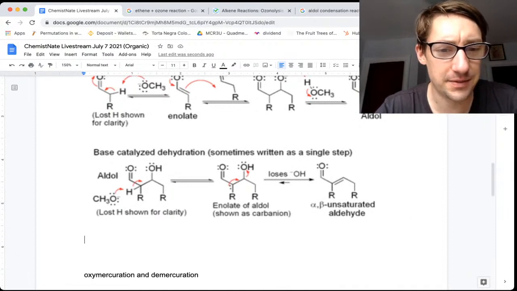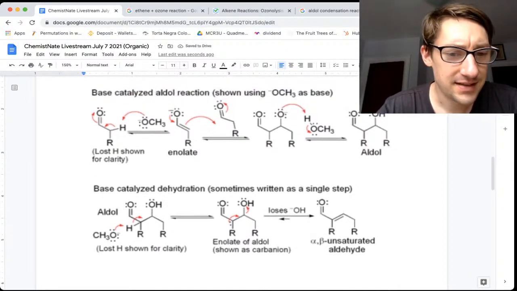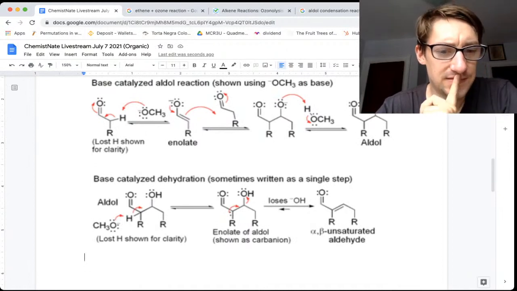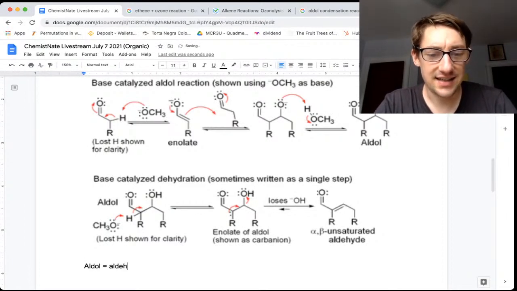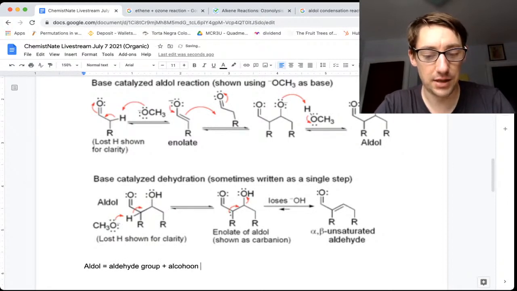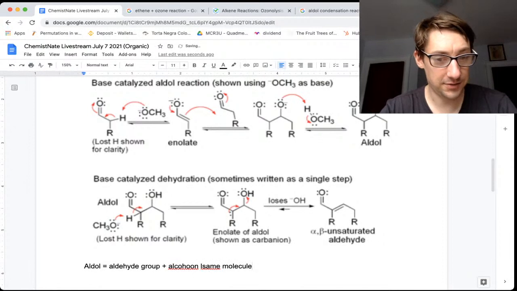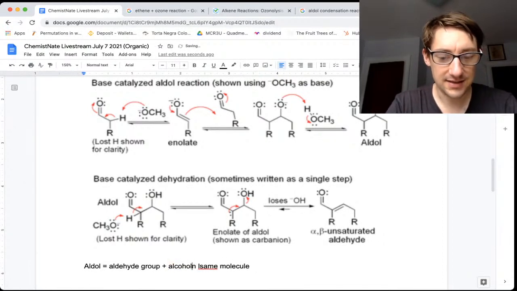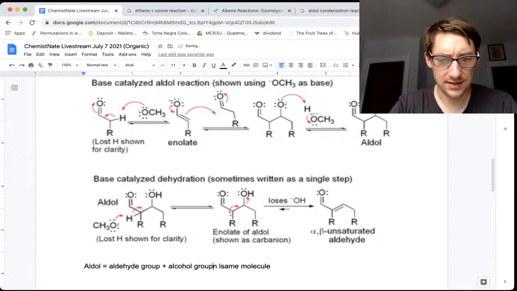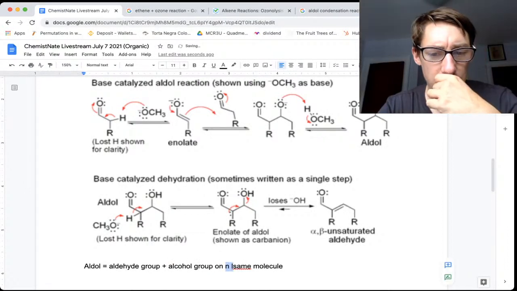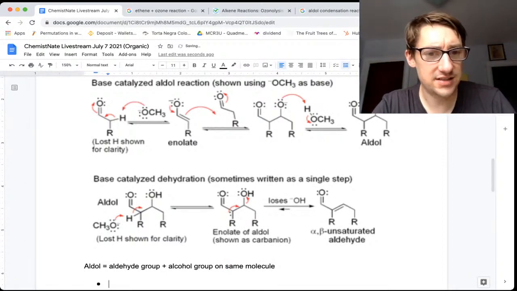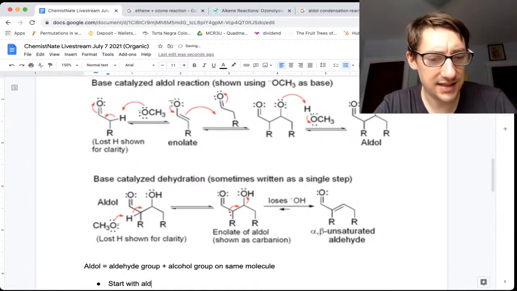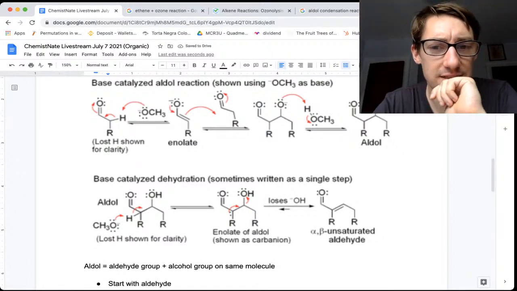Okay, so here's what I'm learning from this. Oh, there's 2 different things here. So, the aldol seems very clear to me that that's an aldehyde group plus an alcohol group on the same molecule. Wow, it's going to do that to me again. Alcohol group on same molecule. Okay. It seems to me we're going to start with possibly an aldehyde. It's kind of what it looks like here.